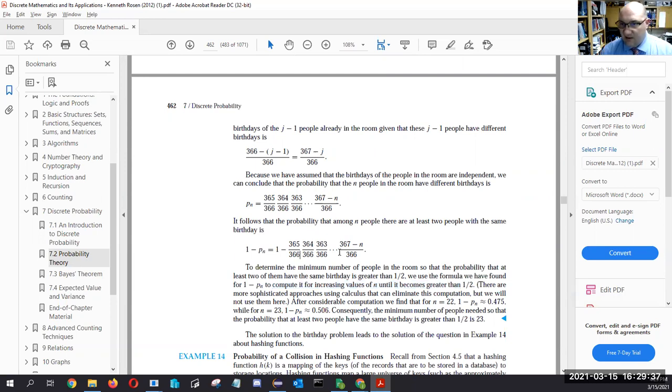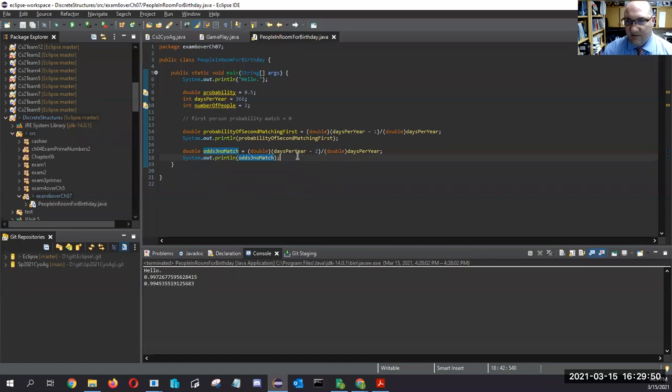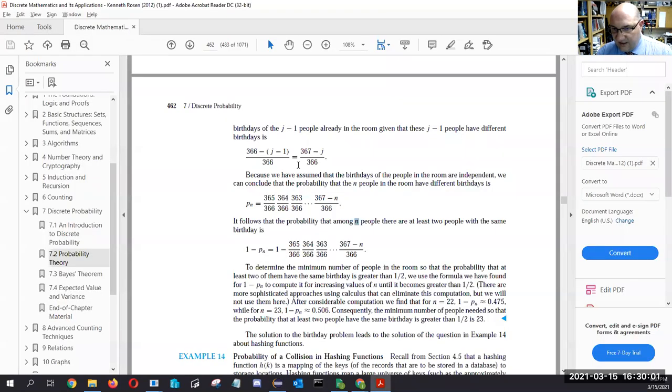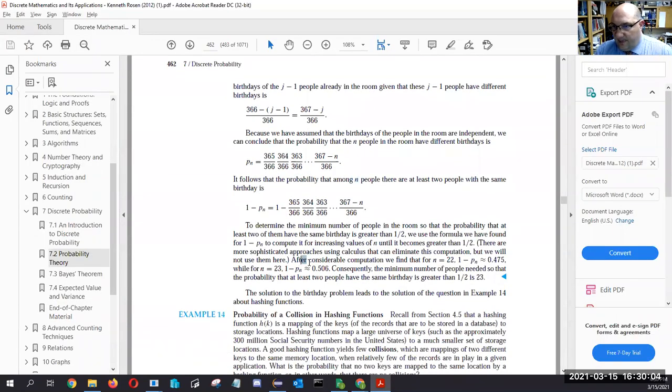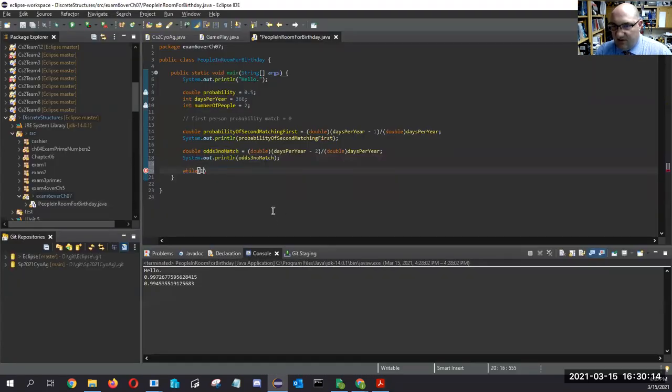Okay, so this is the basic formula. So we need to do n. All right. Let's come in here and we'll say while, let's do while 1. What do they give for an answer? So after considerable computation, we found n equals 22 is 475 and 23 is 506. Okay, so this shouldn't be too bad.